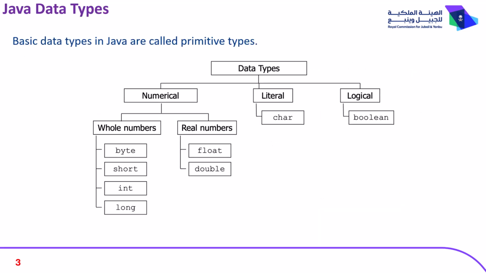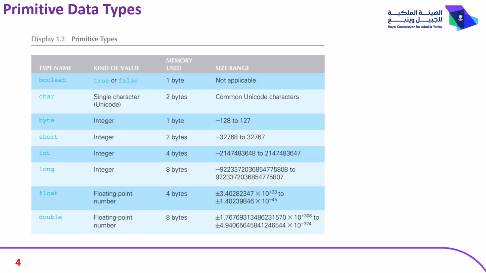Java data types. When working in Java, it's important to understand that basic data types are referred to as primitive types. These are the simplest forms of data storage built into the language. These form the foundation for storing data in your programs. They include whole numbers data type like byte, short, integer, and long. For real numbers, float and double. Logical has a Boolean data type, while literal includes character data type.